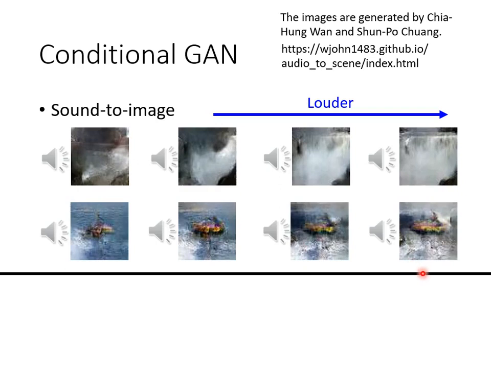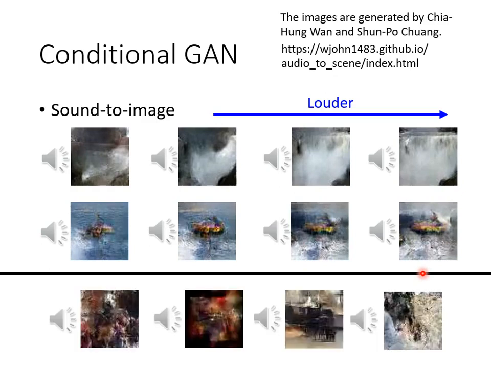But I have to admit that these are specially selected results. Most of the time, the output of the generator is like this. It's incomprehensible. We give it a piano sound. Then it seems to want to draw a piano, but not very clear. We give it a barking sound. It seems that the generator wants to draw an animal, but it doesn't know what to draw. This is the result of sound to image.